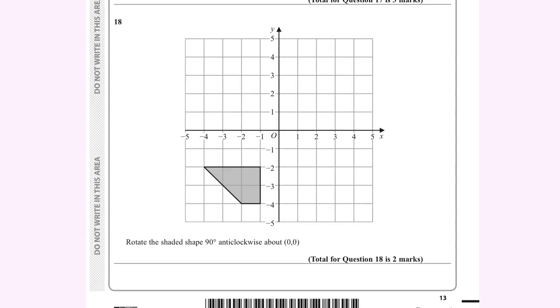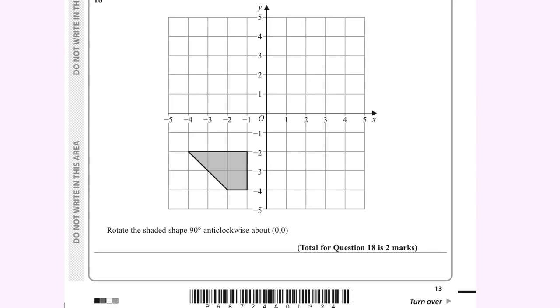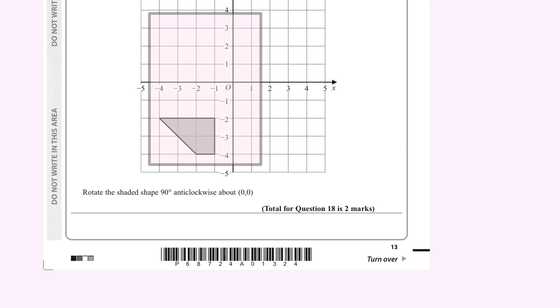Right, number 18. Rotation. Alright, this is where you get your tracing paper out. Alright? Okay, so I've got my tracing paper. I've just put it on like here, this pinky sort of paper here. We just need a couple of bits of information to do this one. So we need to know how much we're rotating it. Okay, we need to know the direction. So anti-clockwise is this way. If you imagine a clock, it's the other way. Okay, and it's about 0, 0. So that's our centre point.